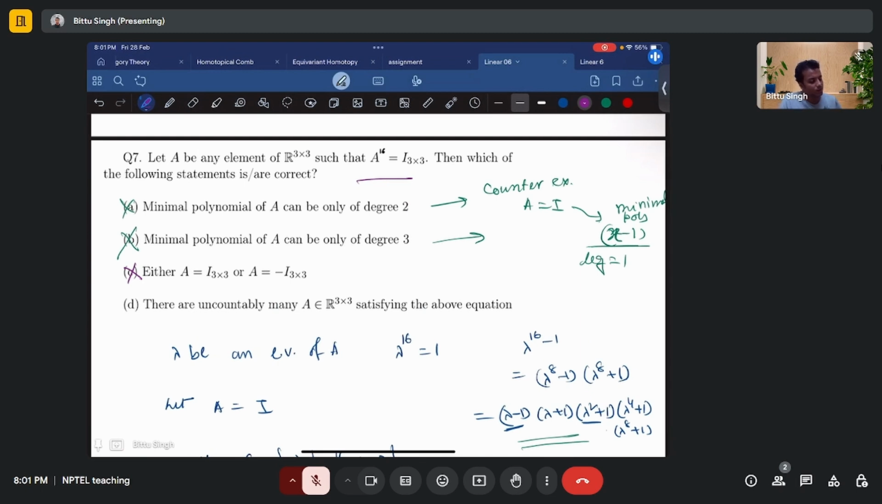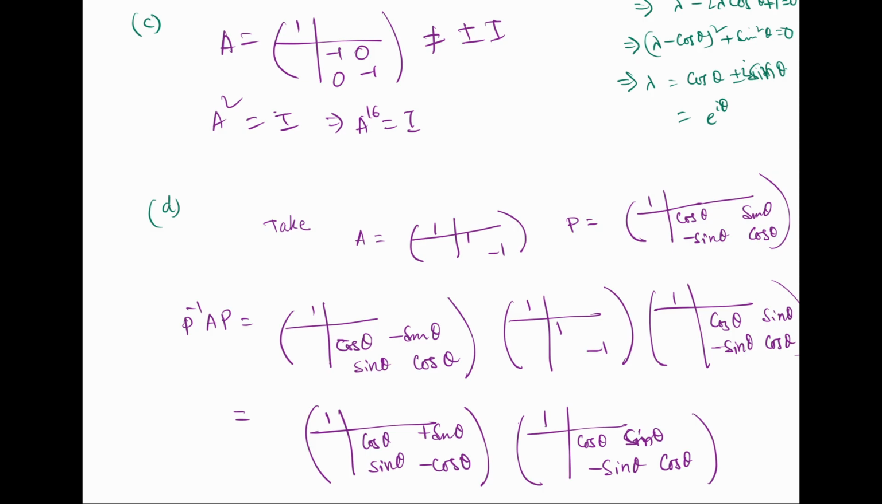There are uncountably many A belonging to R3 which satisfy the above equation. This is also true. This is true. Why?